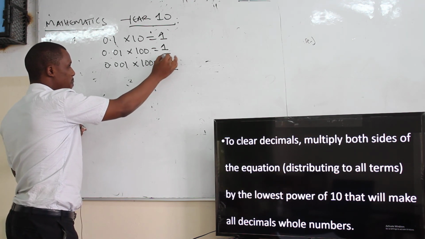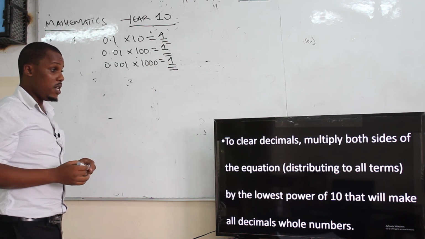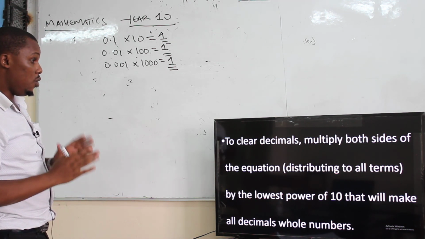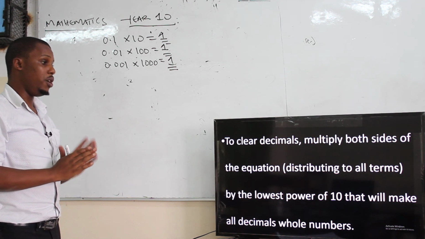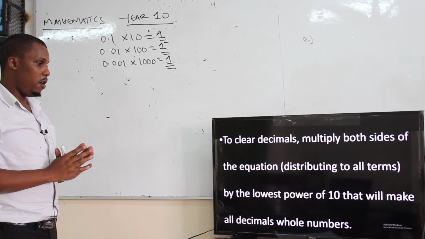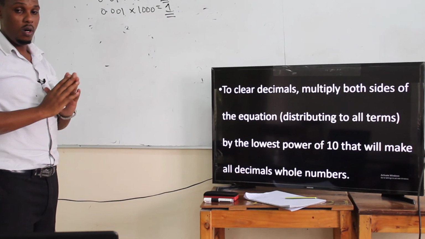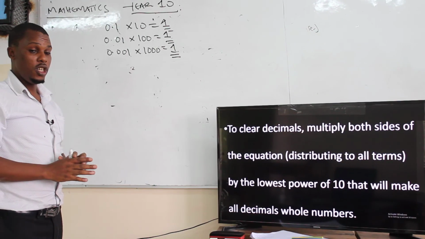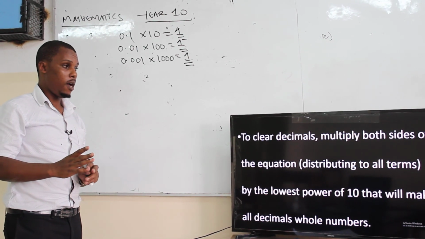So we want to deal with whole numbers rather than decimals. Remember, to clear those decimals you need to multiply both sides of the equation, distributing to all the terms, by the lowest power of 10 that will make all the decimals whole numbers. We will continue in my next video after this.